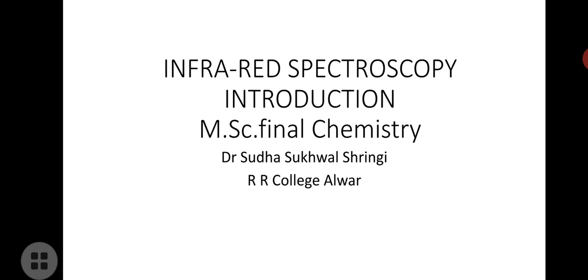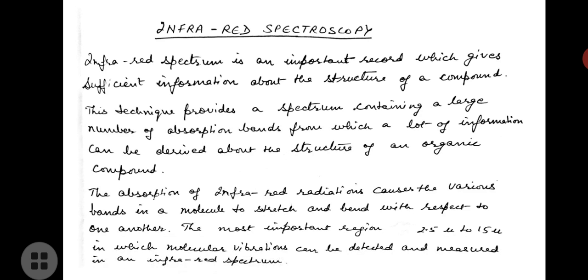Today we are going to study infrared spectroscopy. Infrared spectroscopy is very useful in the identification of an organic compound. The identity of an organic compound can be established from its fingerprint region. This technique helps to establish the structure of an unknown compound.